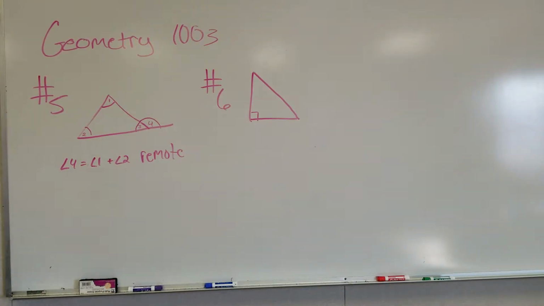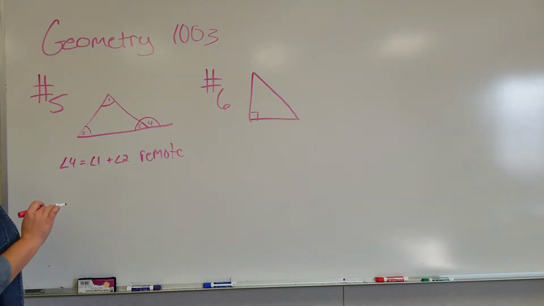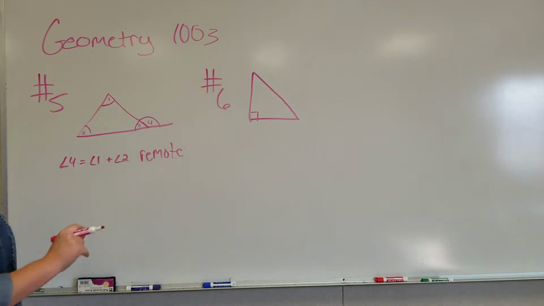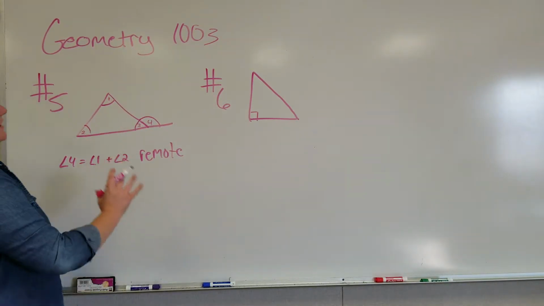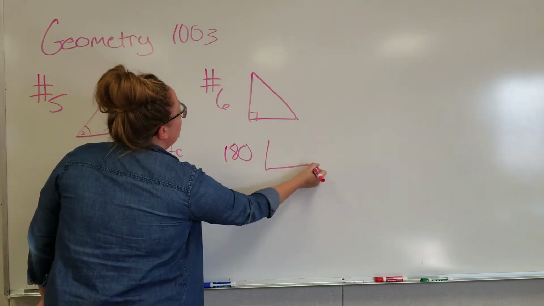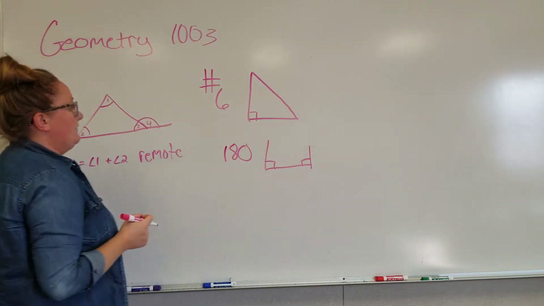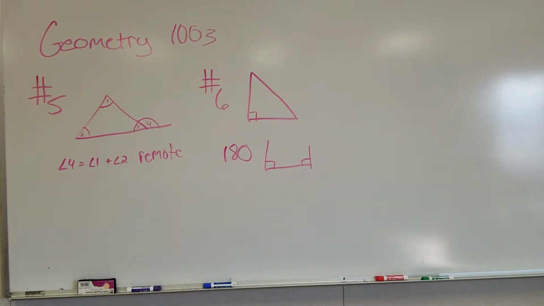Problem number 6 says, a triangle can have 2 right angles, true or false? A triangle cannot have 2 right angles. We covered this earlier, maybe in last unit, that a triangle can only have 1 right angle because the sum of the interior angles of a triangle is always 180. If 2 of your angles were right angles, we wouldn't have a triangle. We would actually have a square. It's impossible for a triangle to have 2 right angles.